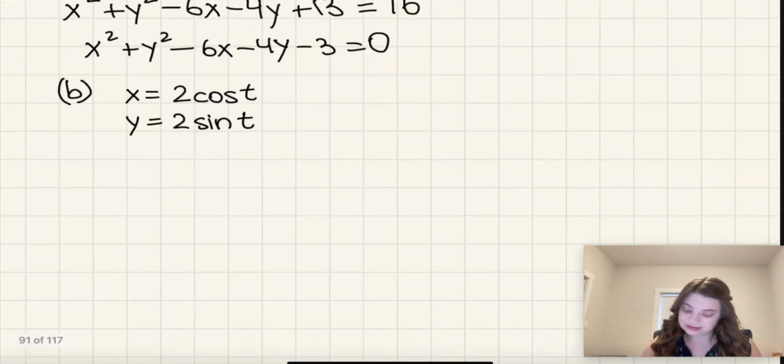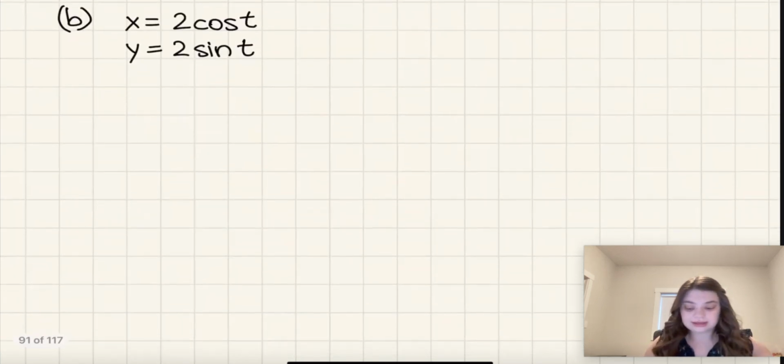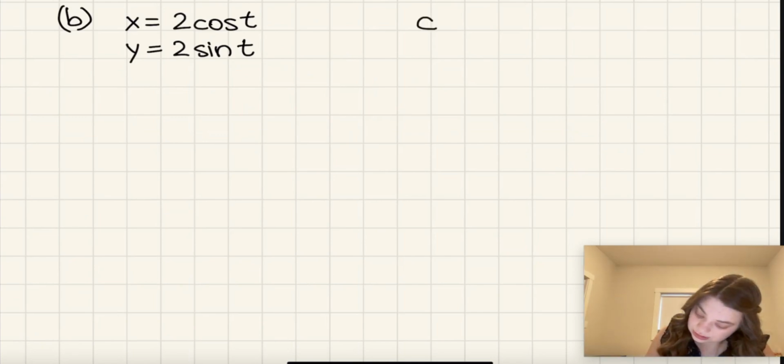Okay, let's try this next one. What if x is equal to 2 cos t and y is equal to 2 sine t? Well, in this case, we can use the Pythagorean identity once again. We can also state that in this case, cosine of t is equal to x over 2, and sine of t is equal to y over 2.